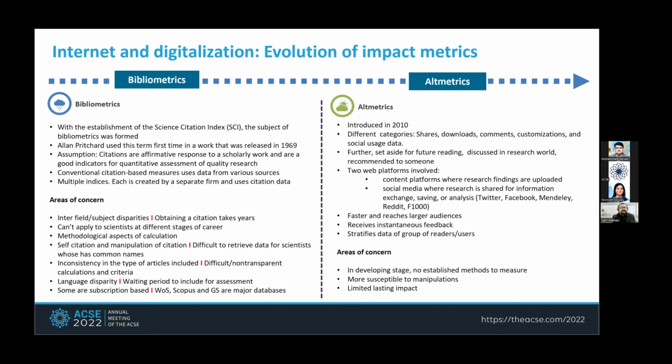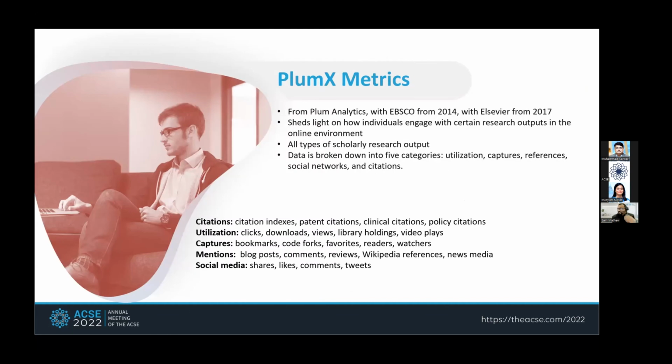Since these are online and internet based, they are quite fast and they reach a larger audience within a short period. So Plum Analytics Metrics is another example of altmetrics. I'm not going into details of that, but again, it uses citation, usage, capture, mentions, and social media. All these categories are scanned by PlumX Metrics, which is currently part of Elsevier.